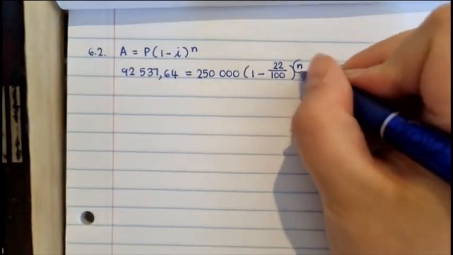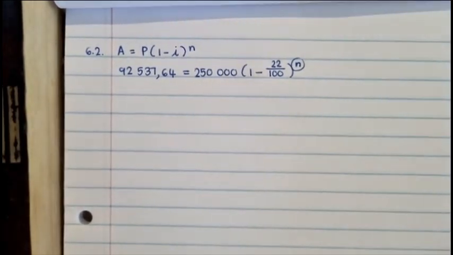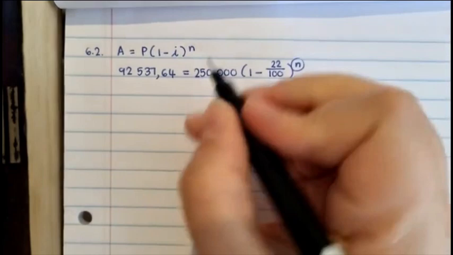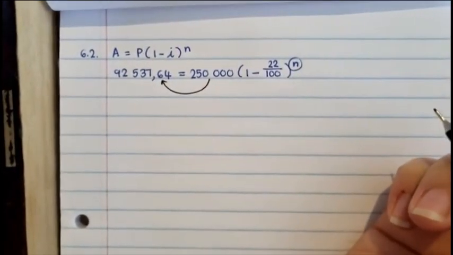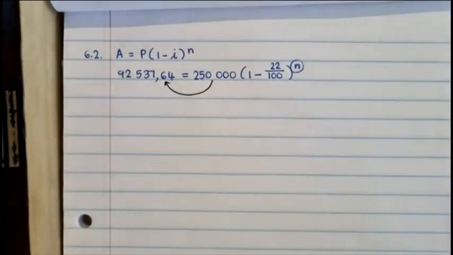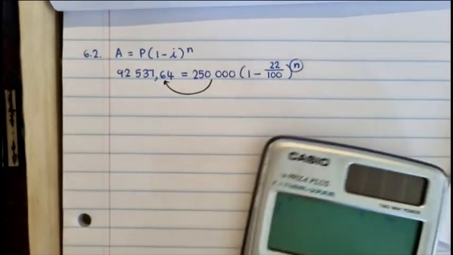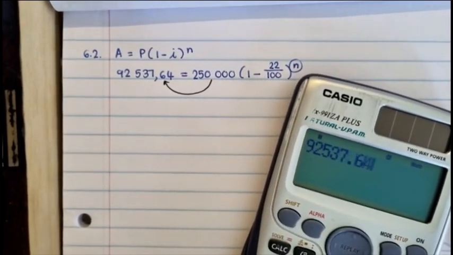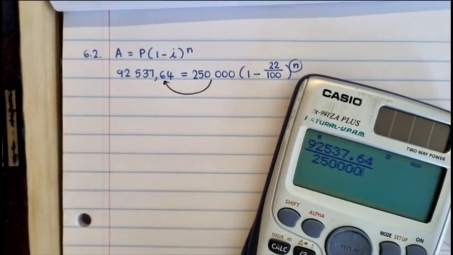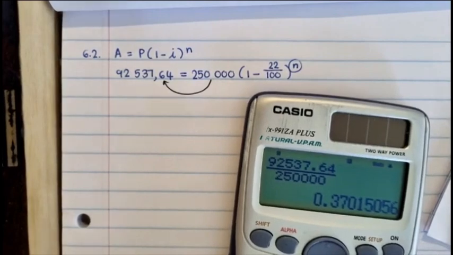Okay, now we need to solve for n. So this is now just like a normal equation. We have a certain order in which we need to do things. First, we're going to divide that by 250,000. Let's do that first. So we have 92,537.64 divided by, you can also just use the division button, that's perfectly fine, 250,000. All right, so that is 0.37.